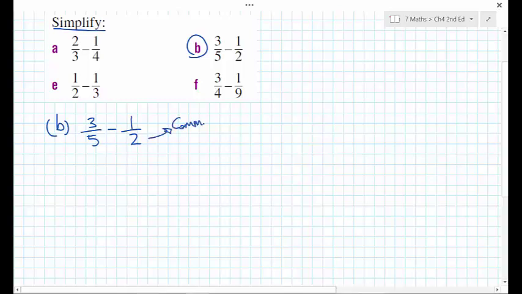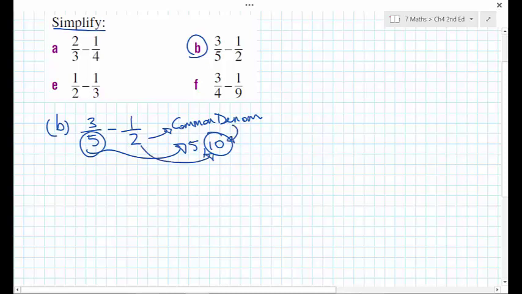That is what I'm looking for. So I need a common denominator with these. Let's have a look at 5. Let's think about it. I've got 5, 10. So 10 is divisible by 5 and divisible by 2. So my common denominator in this instance is 10. I basically want to write these over 10 before I do anything.